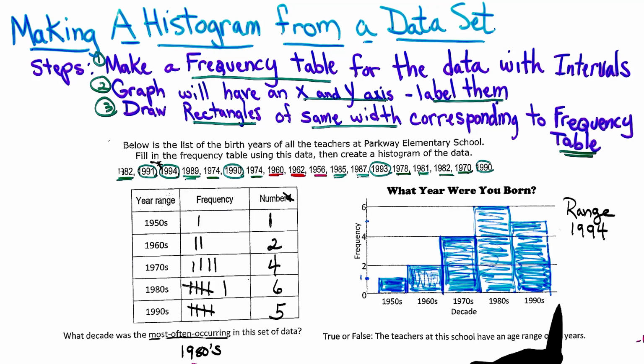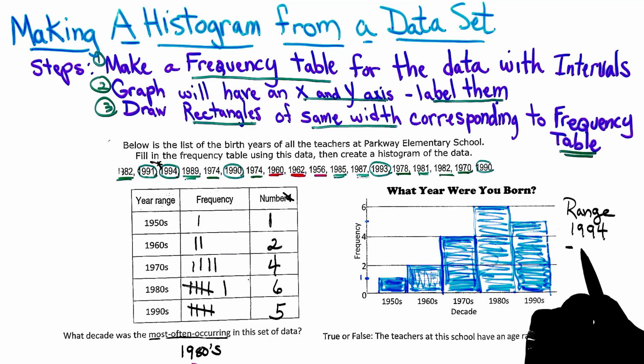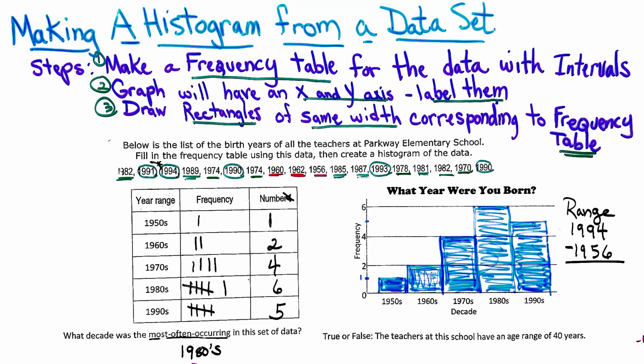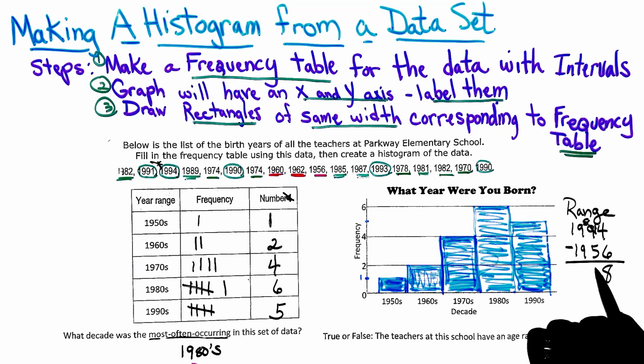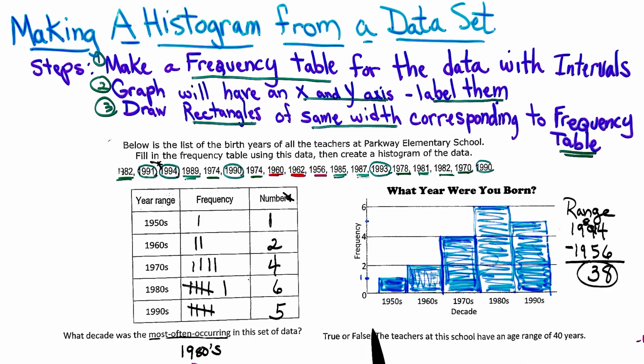And remember, we just talked about that. That was 1956. So to find the actual range, all we're going to do is subtract. And yes, of course, you have to regroup. And our range is 38. So it is not a true statement. It's false. The teachers at the school do not have an age range of 40 years. Remember, you go back to the actual data. You just don't do 1990s minus 1950s.